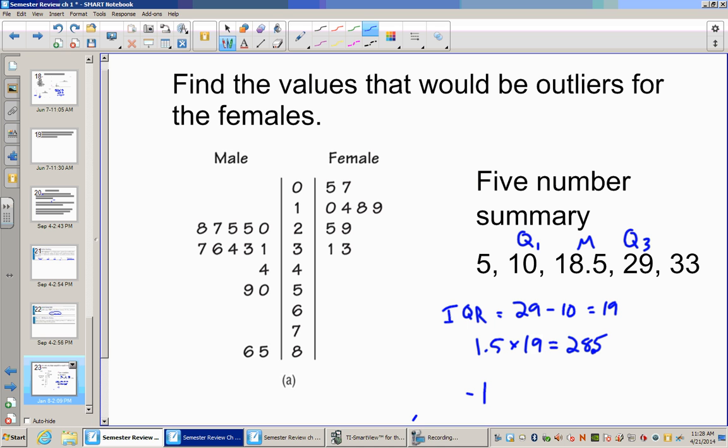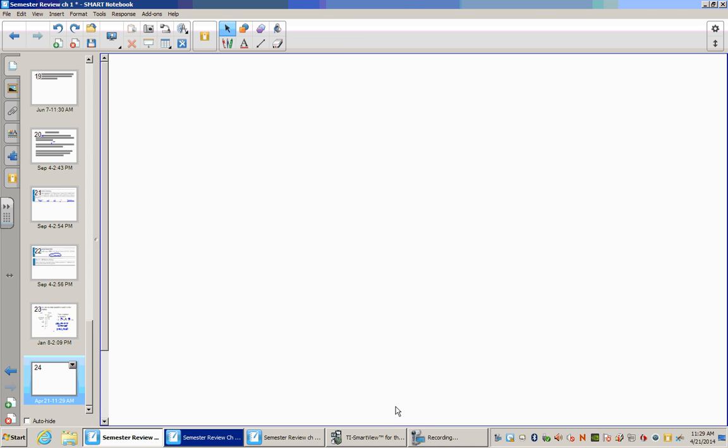So from negative 18.5 all the way to 57.5, anything within this range is not an outlier. So if I wanted to add an outlier to this data set, it would have to be above 57.5 in order to be considered an outlier. So if I added a 61, this would be an outlier. But anything within this range is not an outlier. All right, that's chapter 1.